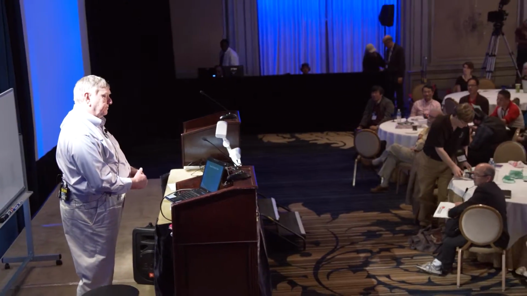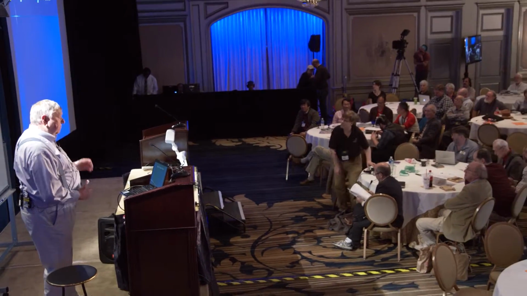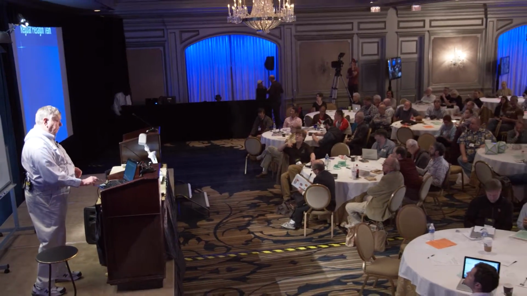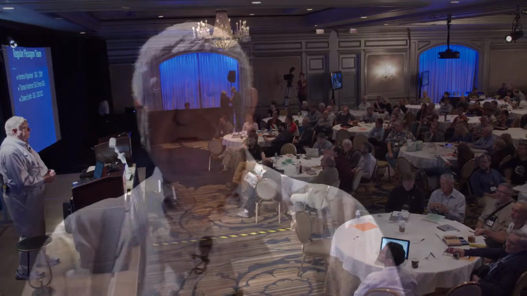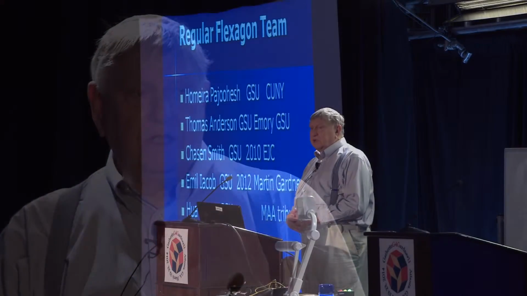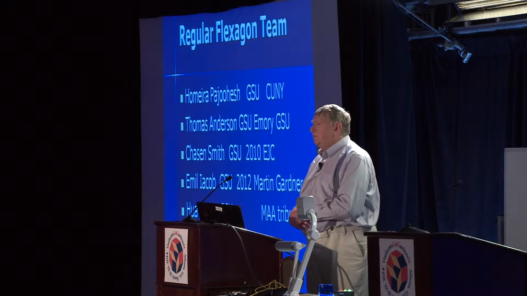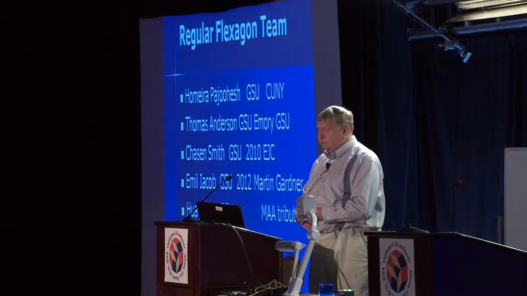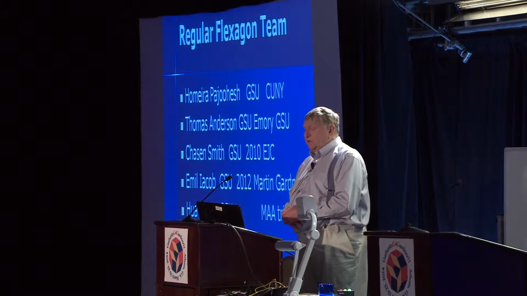Martin Gardner's first publication in Scientific American was on flexagons. And we have a flexagon team at Georgia Southern. The co-authors for this paper are listed. We also have another paper that came out in 2012 in the Martin Gardner Mathematical Association of America tribute. Emil's here. His talk is going to be at 2:30 Saturday afternoon. It would be a good one to see.